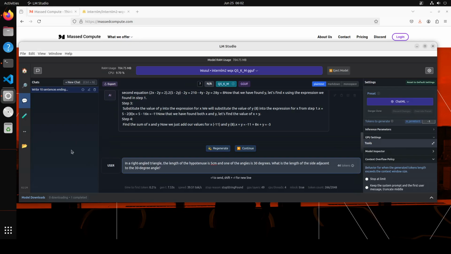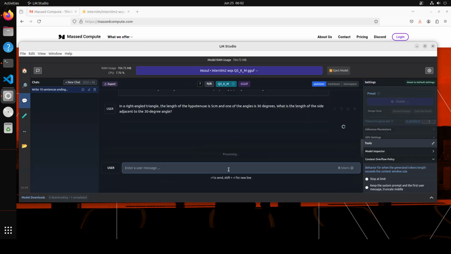Now in this one, again a math question, I'm asking it, in a right angle triangle, the length of the hypotenuse is 5 centimeter and one of the angles is 30 degrees. What is the length of the side adjacent to the 30-degree angle? So let me run it. Now the answer for this question is 2.5 centimeter using the 30-60-90 triangle ratio.